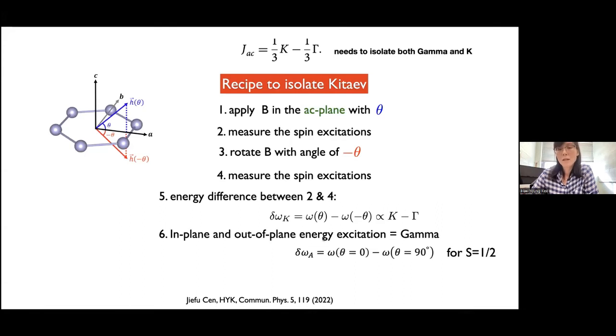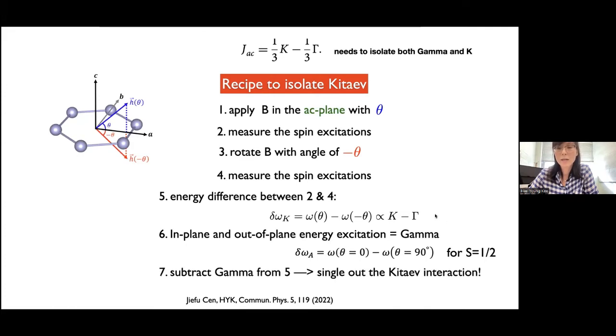And then in-plane versus out-of-plane energy excitations differ only by the gamma. So if I take the difference between the in-plane and out-of-plane spin excitations, this one is only for spin one-half, I'm going to discuss the general spin case, then I'm going to extract the gamma interaction. If I extract the gamma interaction from this difference, I'll single out the Kitaev interaction.